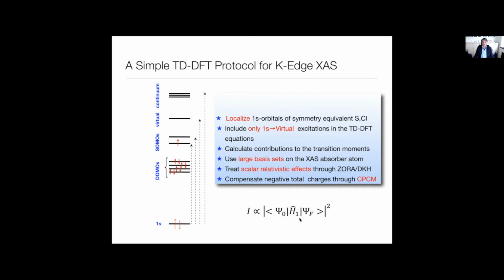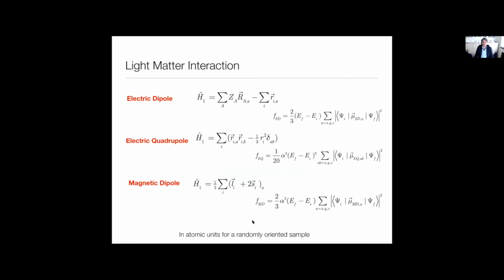So what again is the Hamiltonian H1 that goes into here? And this, of course, light-matter interaction is a relatively complex matter.